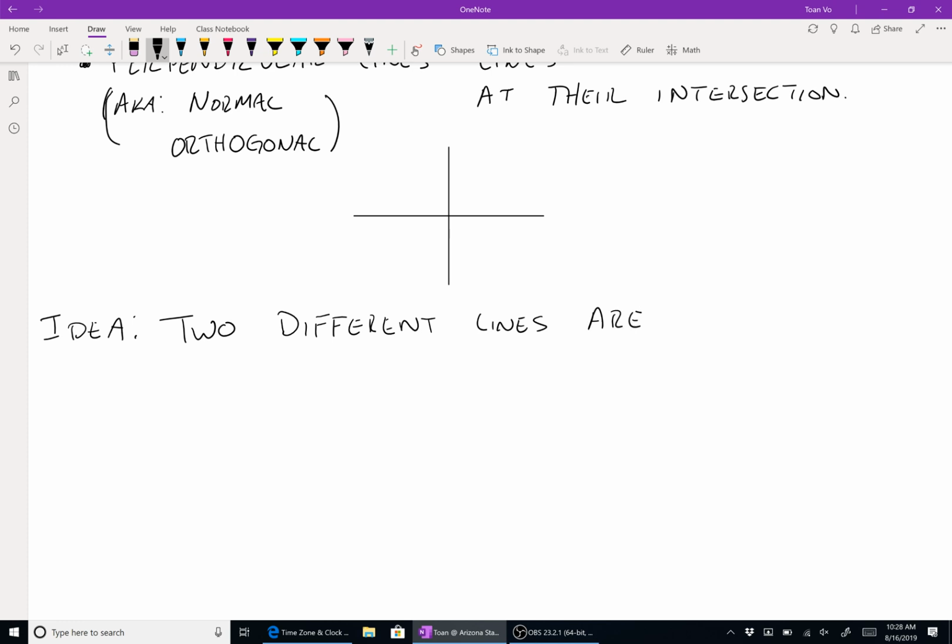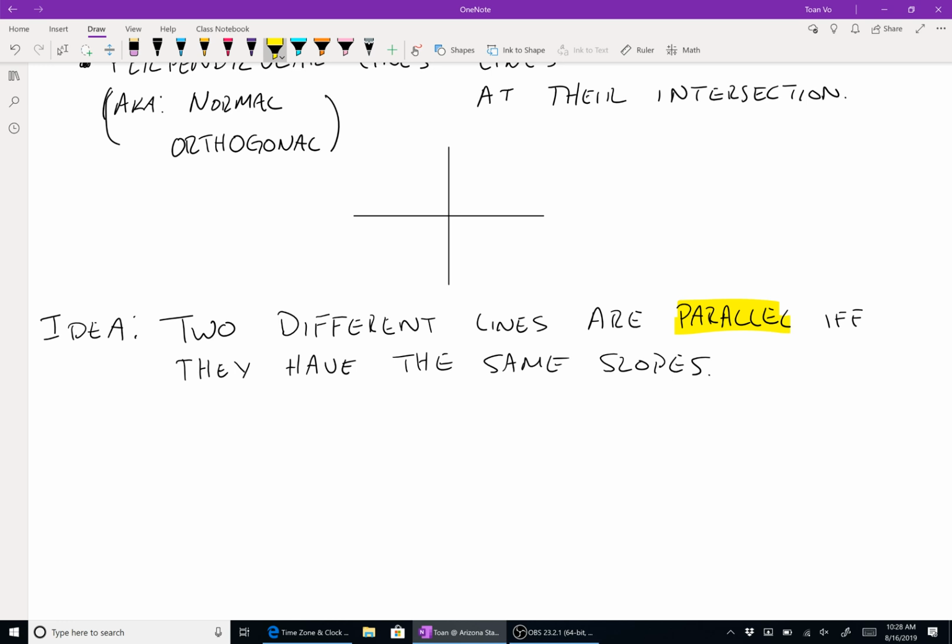Two different lines are parallel if and only if, you remember that from yesterday, IFF means if and only if, they have the same slopes. So the thing you should be connecting in your brain is that parallel connects with same slopes.